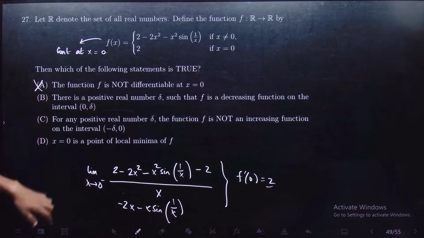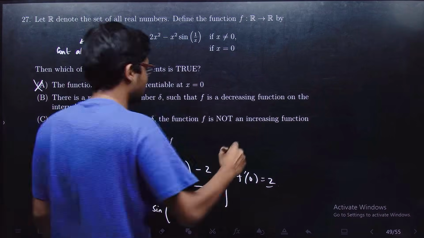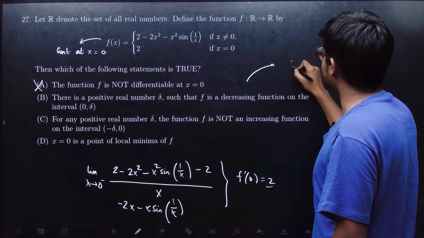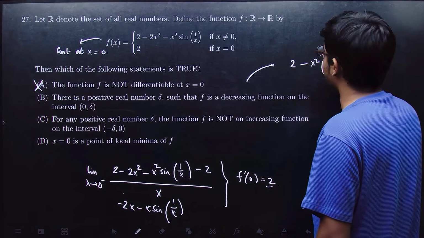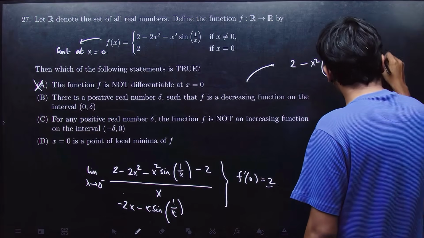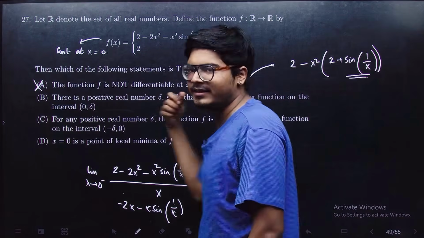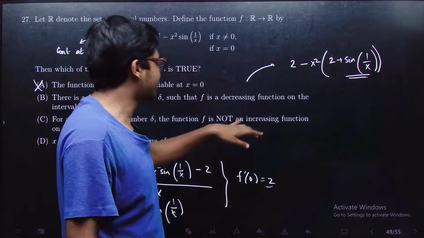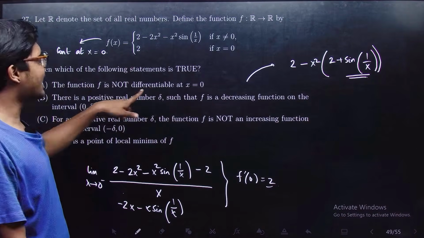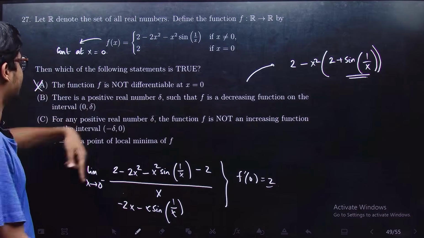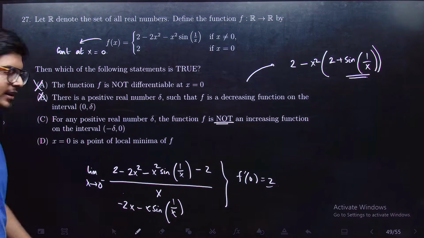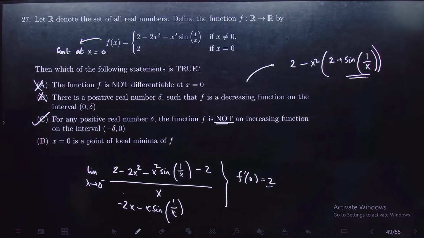The second is, for both part 2 and part 3, if you look at this function, if I simplify it slightly, I can write this as 2 minus x squared times 2 plus sine 1 by x. Now clearly, because of the sine component, it's going to be oscillatory, and any oscillatory function can't be a monotone function, no matter what interval you take. So it can neither be increasing nor decreasing. So option B is incorrect, but option C says it's not an increasing function, which has to be true. So option B is incorrect and C is correct.